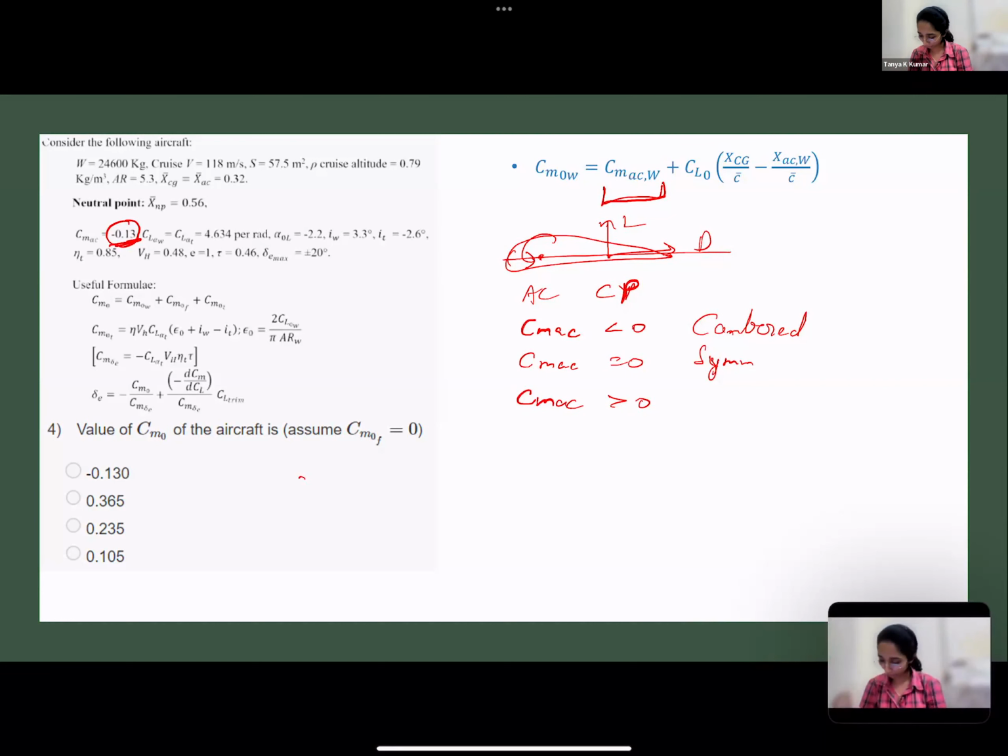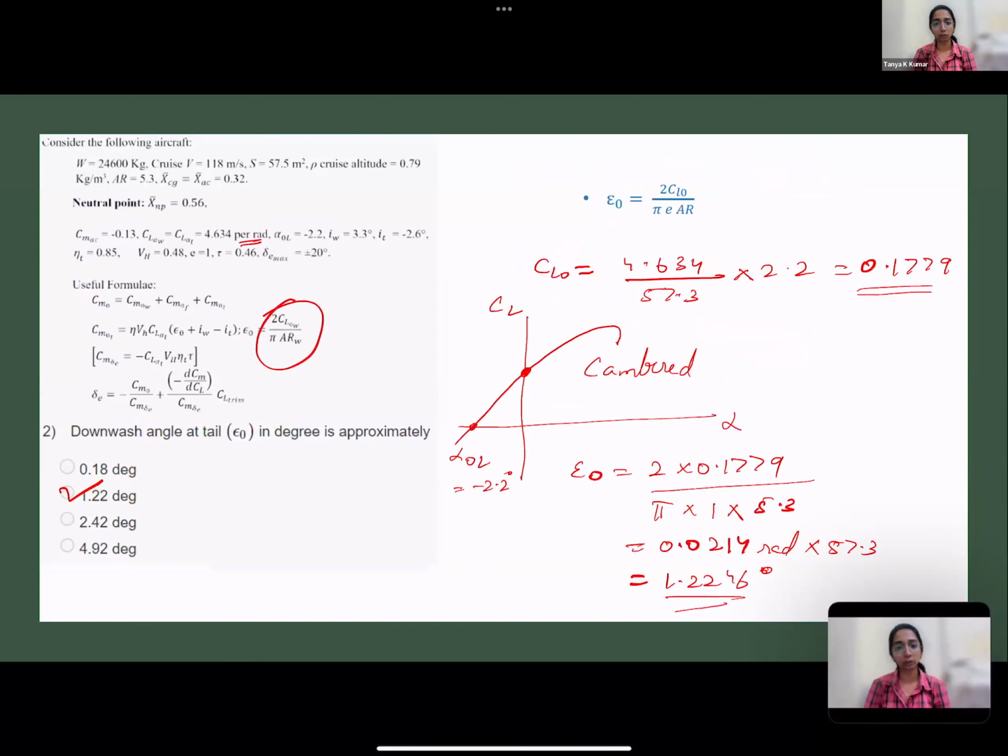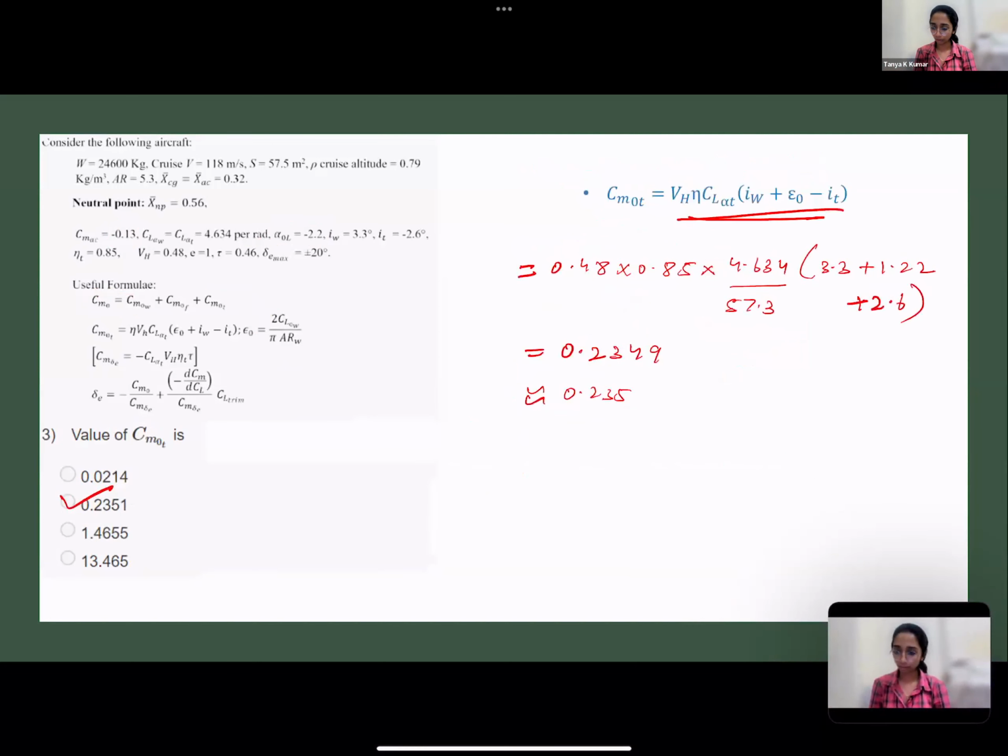So in our case, it is negative, so it is a cambered airfoil. Another reason how you know it is a cambered airfoil is this value. What this means is that your CL0 is positive. CL0 is positive only for a cambered airfoil. For a symmetric airfoil, your CL0 will be 0. So this curve will pass through the origin. Alright? Okay. Where were we?